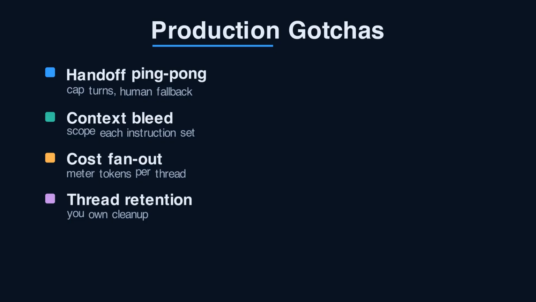Third, cost and latency. Every handoff is extra model calls, and connected agent patterns can fan out fast. Watch token usage per thread. Fourth, thread lifecycle. Threads persist server-side and accumulate, so you own cleanup and retention for compliance. Fifth, tool failures. A specialist's tool call can throw, and you must decide whether to retry, apologize, or escalate rather than letting the run hang.